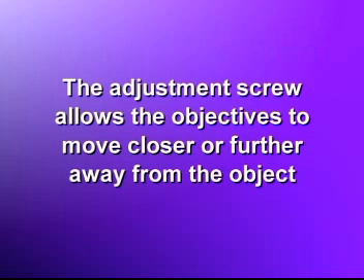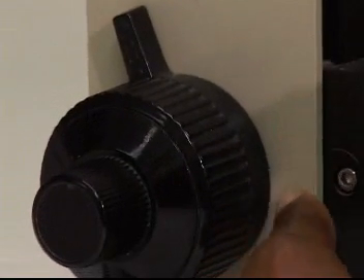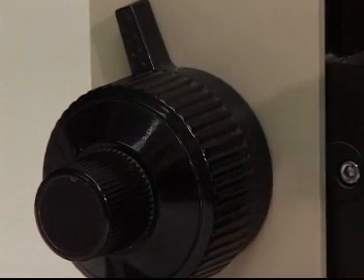The adjustment screw allows the objectives to move closer or further away from the object. The stages of some microscopes are restricted from being raised so high that the low-power objective touches the slide. If you can't raise it further using the coarse adjustment screw, don't apply force. In some types of microscopes, it is the body tube rather than the stage that is raised and lowered. You should also note which direction you need to turn the adjustment screw.